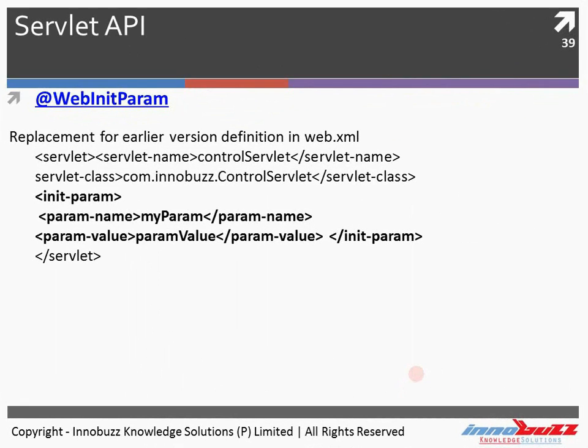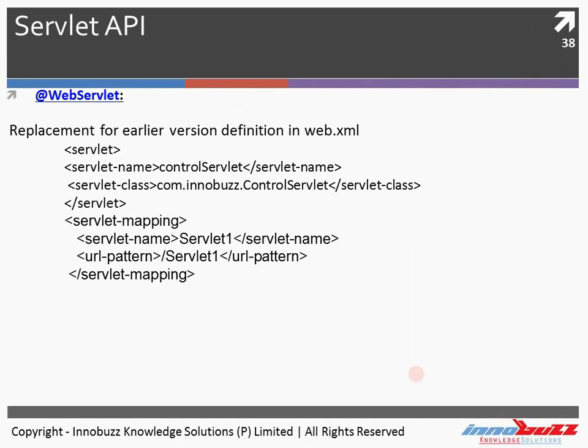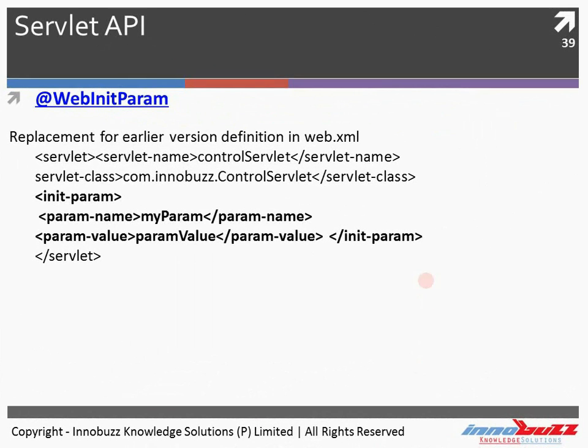And next we have @WebInitParam. This is also one of the useful features. Again, all these annotations will cut down your web configuration file, web.xml. So this was the earlier version that we showed. So here also, we were in web init param.